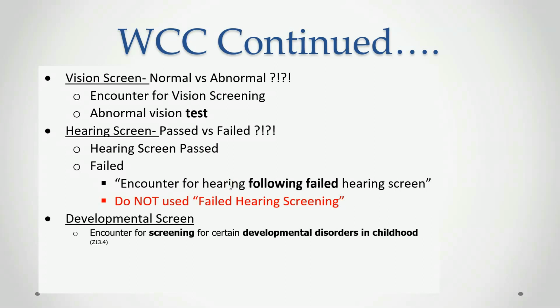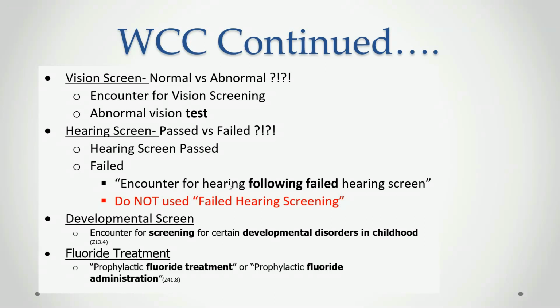We're currently already doing developmental screening. Very similar terminology as ICD-9. So encounter for screening for certain developmental disorders in childhood will be one way to search for it. Fluoride treatment, you're currently using a separate code. So in ICD-10, you can just type in prophylactic fluoride treatment or prophylactic fluoride administration.